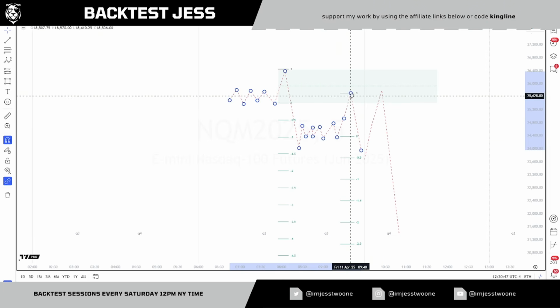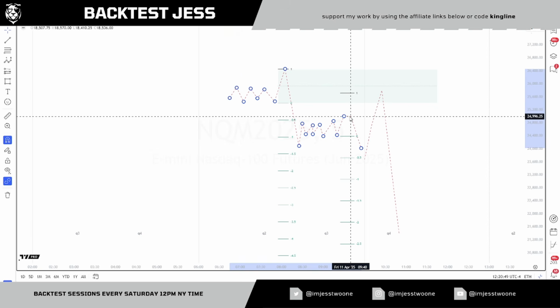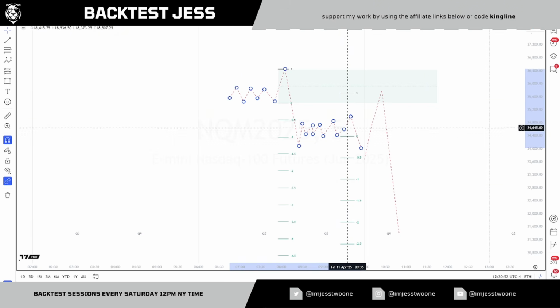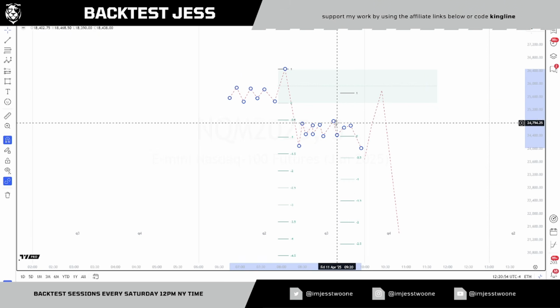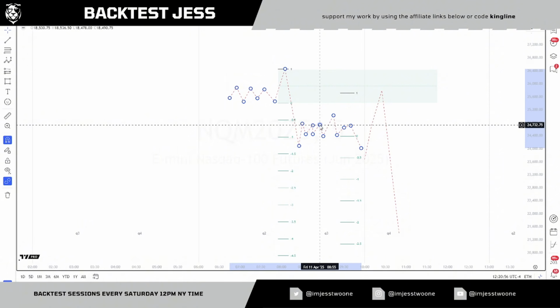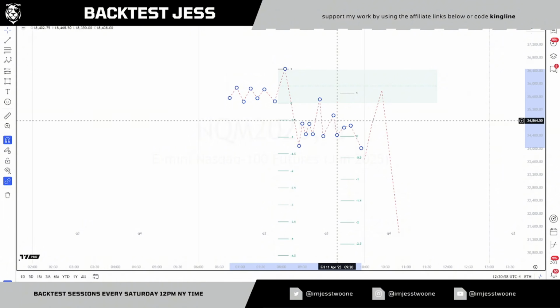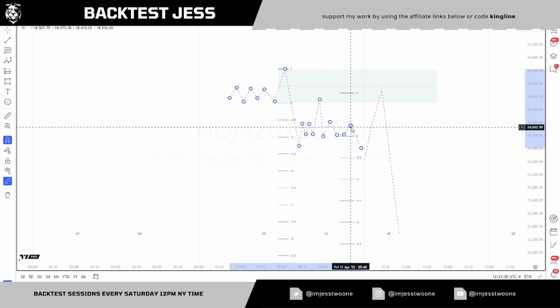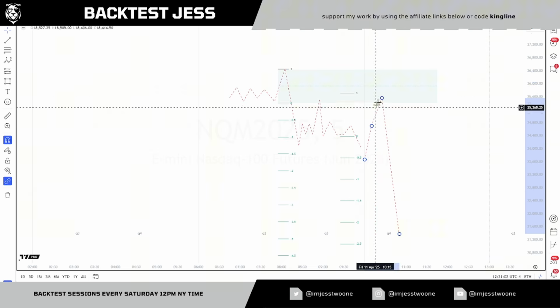Let's say we don't have a manipulation. Let's say it's just like this. Let's say the Q2 goes back to the zone and Q3 just dies off. We will not take that entry.